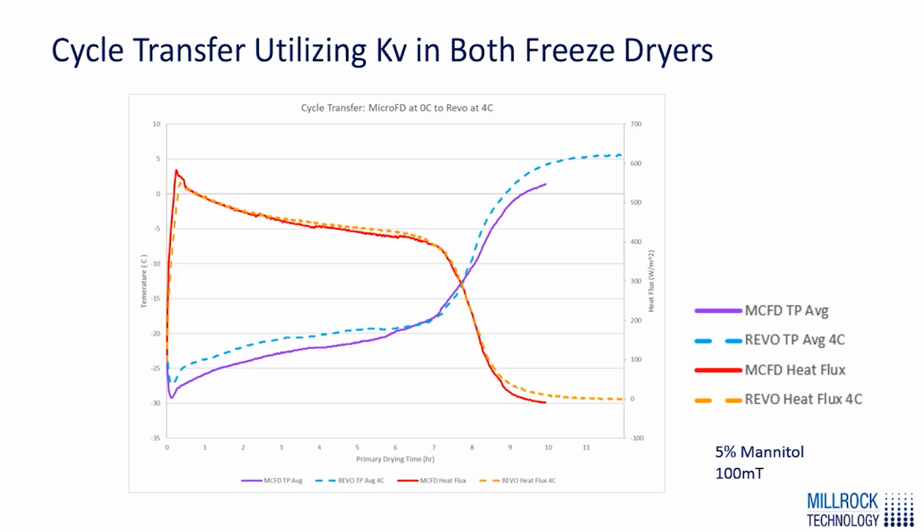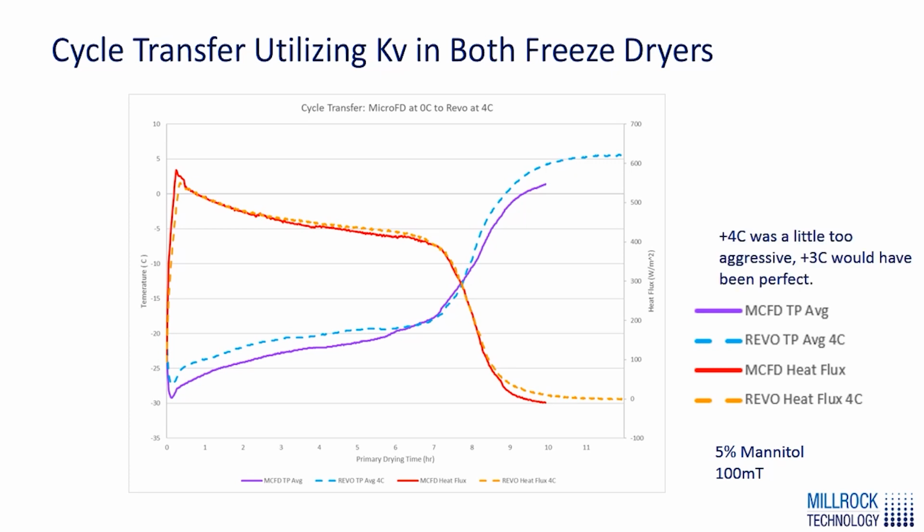And the results we get looking at this is that we can see that in this orange dotted line, the center Revo heat flux matches the heat flux of the MicroFD almost exactly. So by comparing those KVs and adjusting the shelf temperature based on the difference in the KVs, we can achieve a virtually identical thermal profile going into those vials. We can see that the product temperature in the Revo here, when we're drying at 4 degrees C, is a little bit higher than in the MicroFD earlier on in the cycle, but we can see that these end up matching up almost identically towards the end of the cycle, right before the thermocouples are popping out of ice.